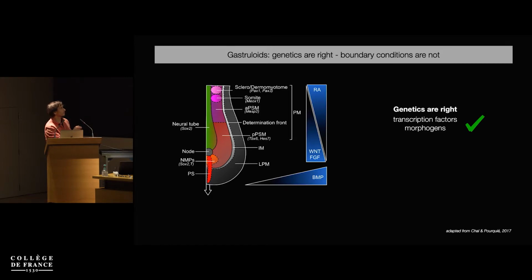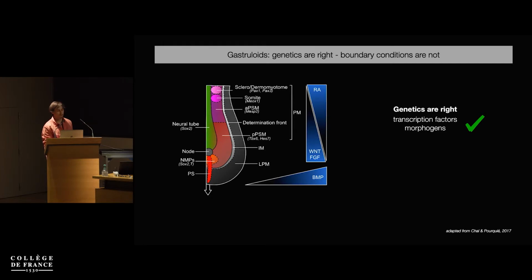Now these NMPs can upregulate brachyury, and then they take the mesodermal exit route and continue to form somites, or they can upregulate SOX2, and then they will continue to form the neural tube. And this process is very tightly coordinated by morphogen gradients, so opposing gradients of Wnt, FGF, and retinoic acid, as well as a mediolateral gradient of BMP that confers a mesodermal subtype identity.